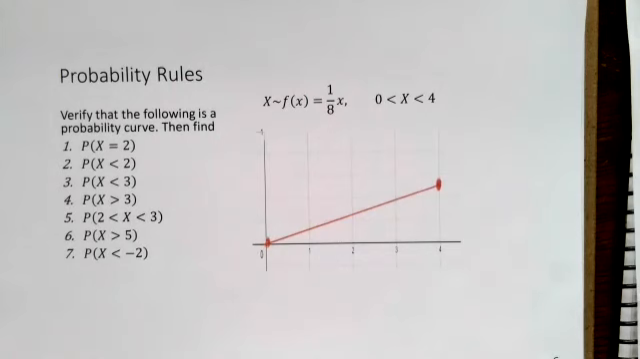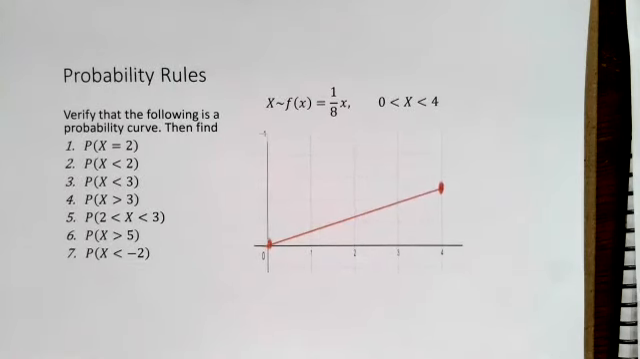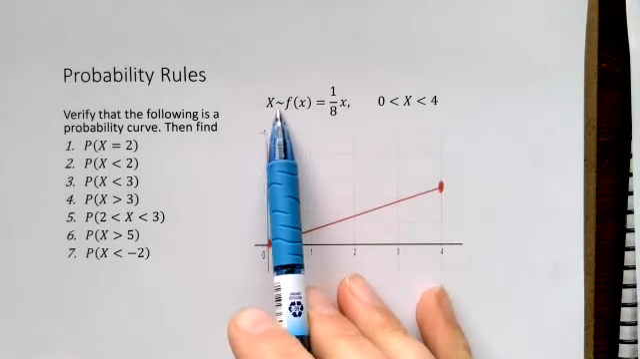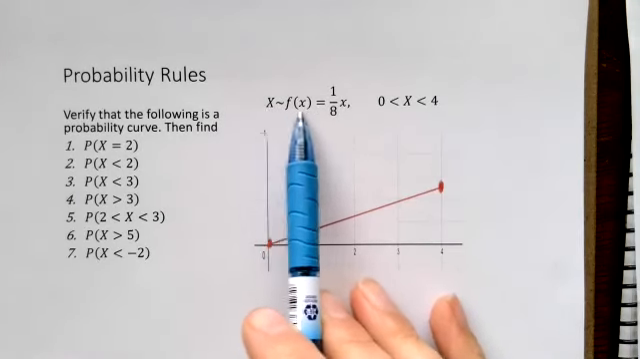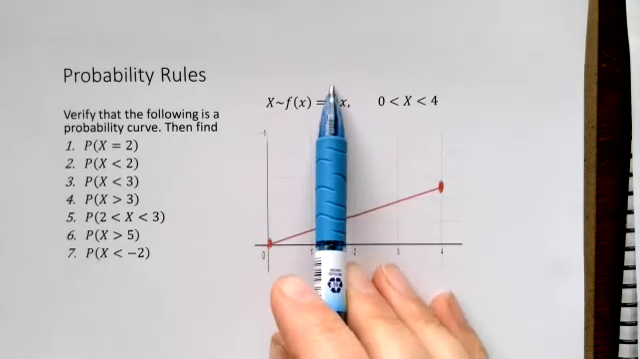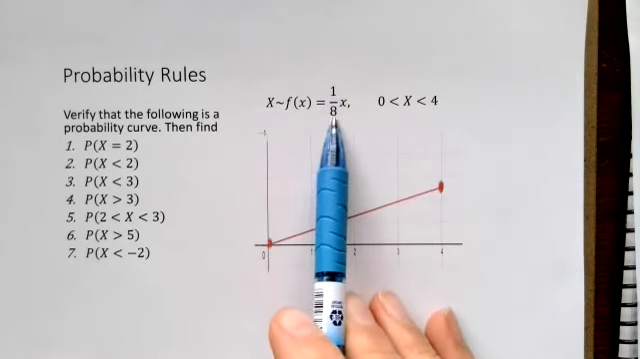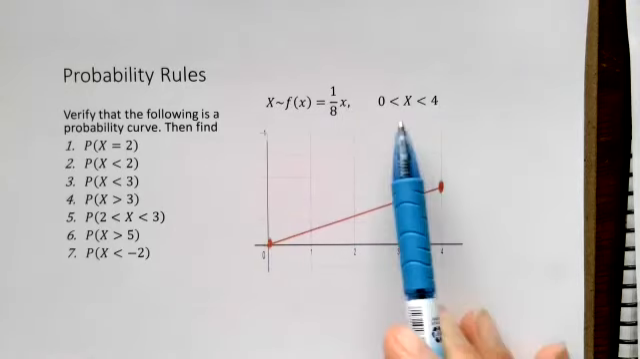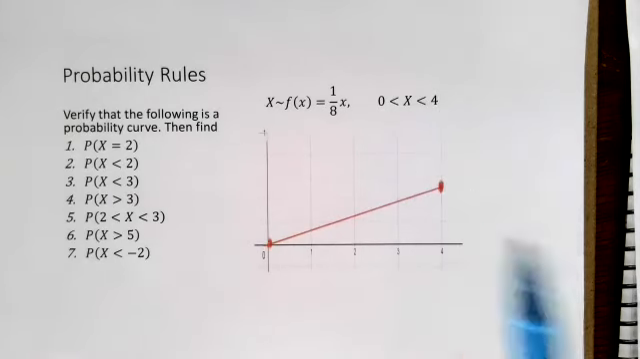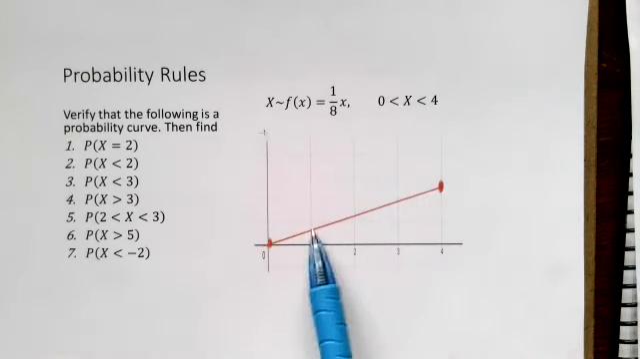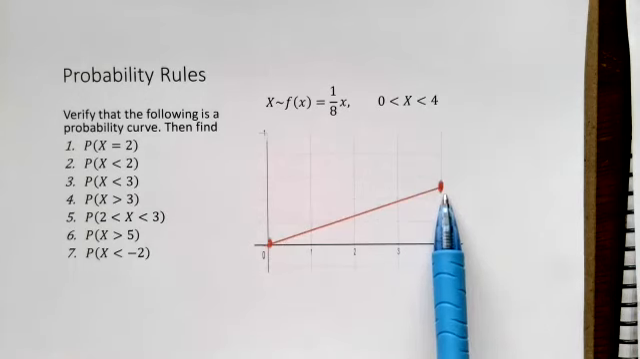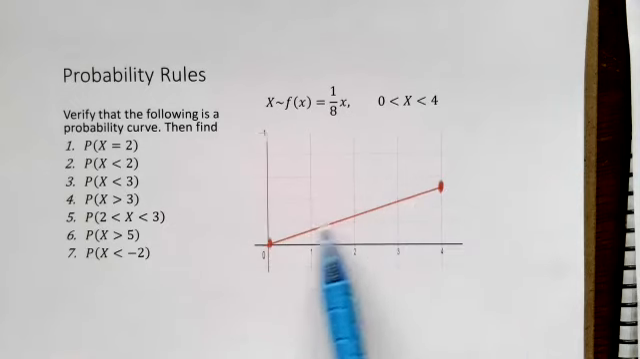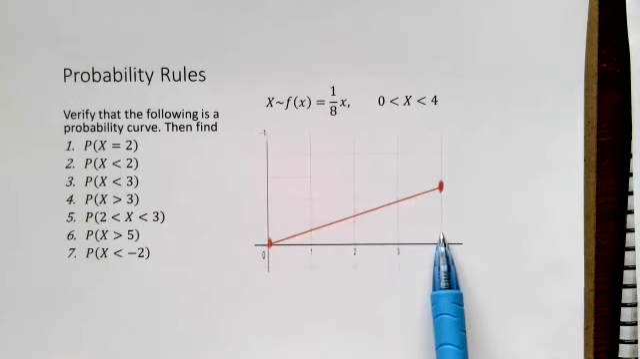So let's take a look at some examples. So here we have a probability density curve of the variable x that is described by this equation, 1/8 x, on the domain between 0 and 4. We already checked before that this is a probability density curve, since it's above the x-axis and the total area under the curve is 1.